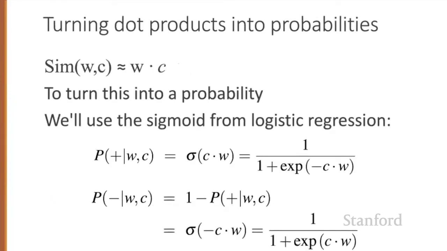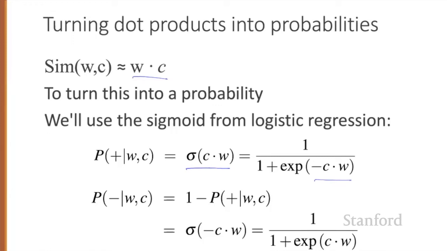That's because the dot product C dot W or W dot C is not a probability. It's just a number ranging from negative infinity to positive infinity. Since the elements in Word2vec embeddings can be negative, the dot product can be negative. So to turn the dot product into a probability, we'll use the logistic or sigmoid function sigma that we saw in logistic regression. So we model the probability that word C is a real context word for target word W as sigma of C dot W, or 1 over 1 plus e to the minus C dot W.